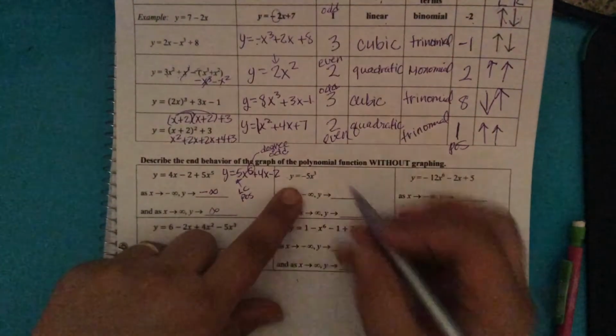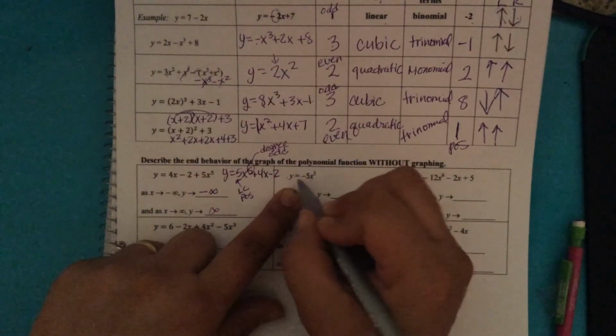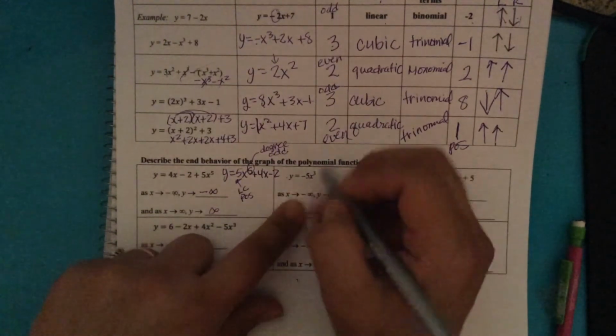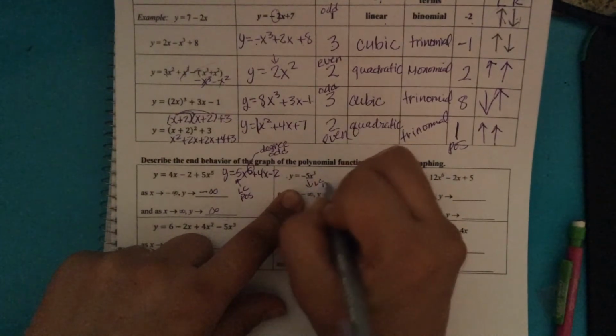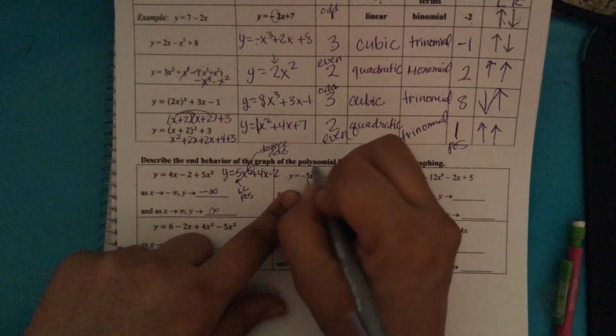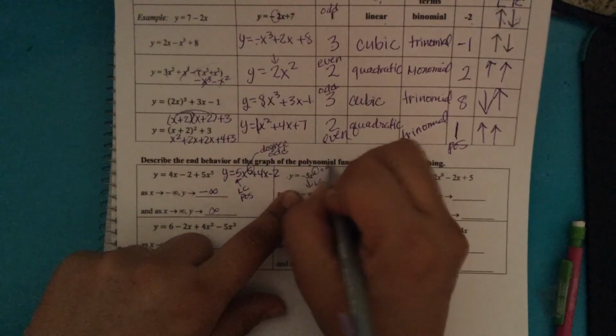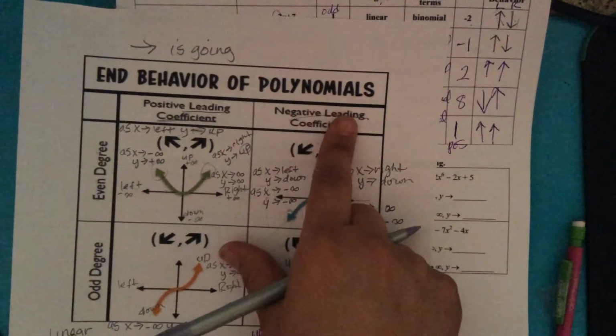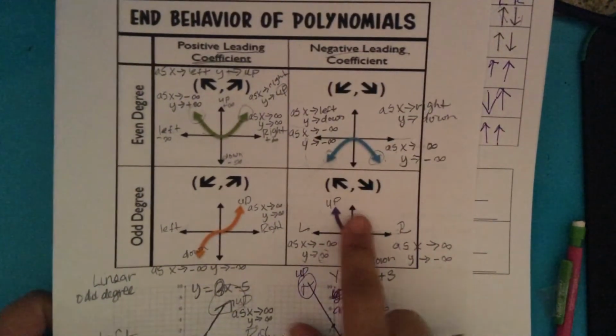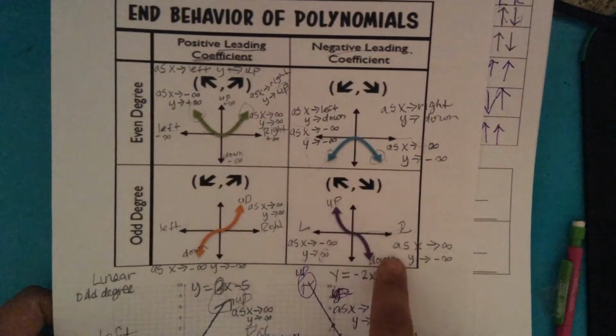Okay. This is already in standard form, y equals negative 5x cubed. So the leading coefficient is negative. And the degree is 3, that's odd. So leading coefficient is negative, and it's an odd. So that means you're going up on the left side and down on the right side.